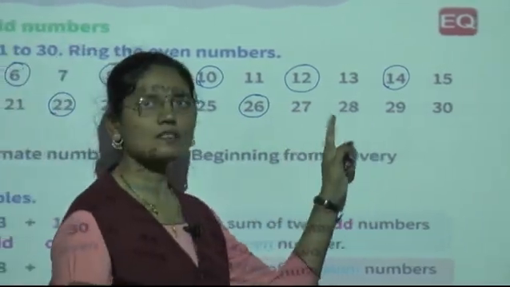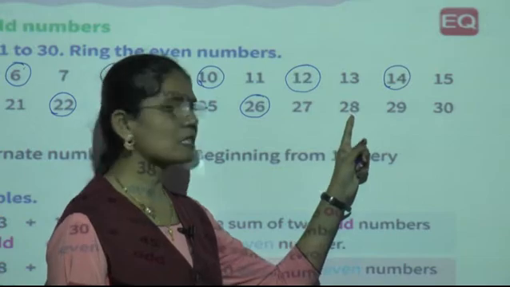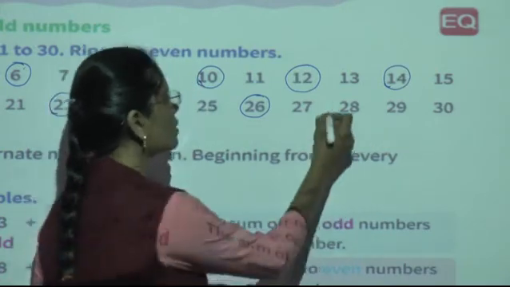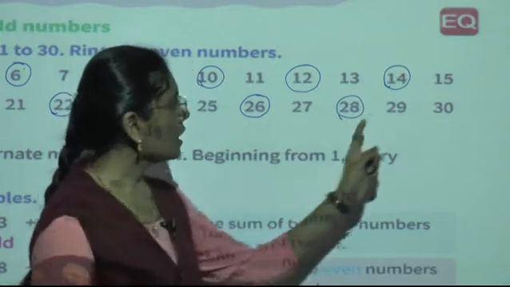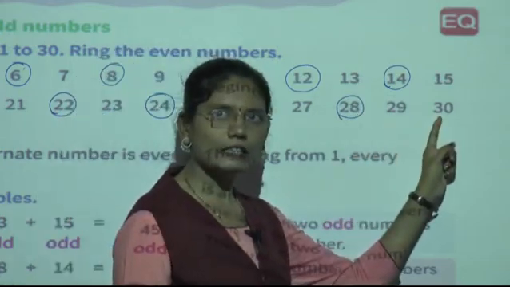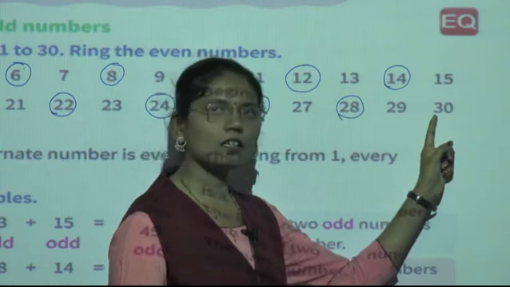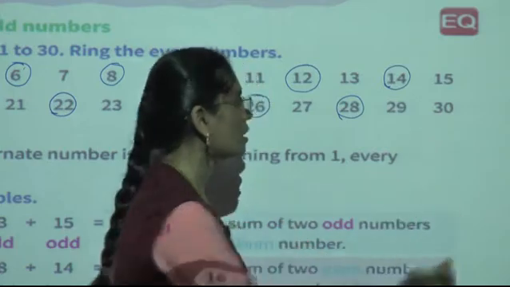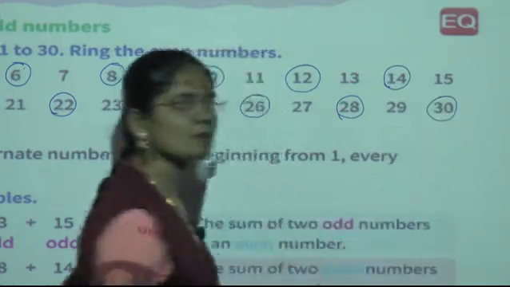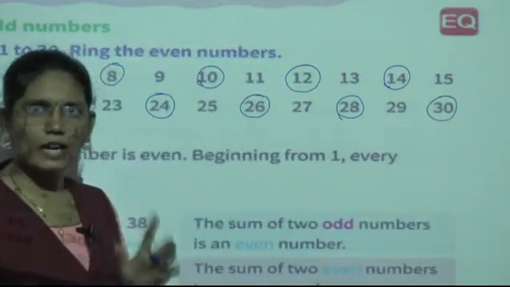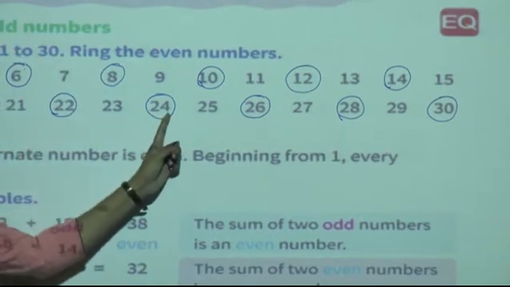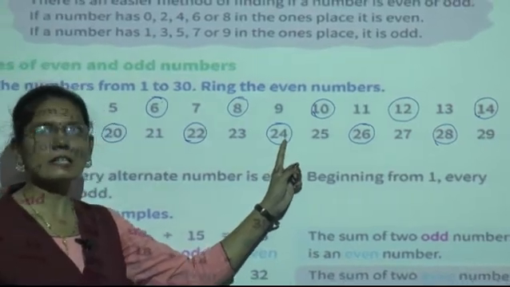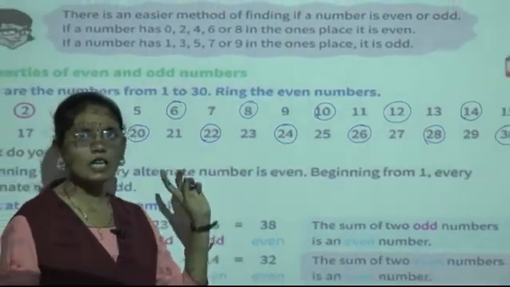Now see this 28. At ones place 8 is there, which is an even number. So this 28 is also an even number. And see now this last, 30. This 30 is also an even number, because here 0 is there. Means if the number has more than one digit, what we have to do? We only have to see the ones place digit. If the ones place digit is an even number, then that number will be even.